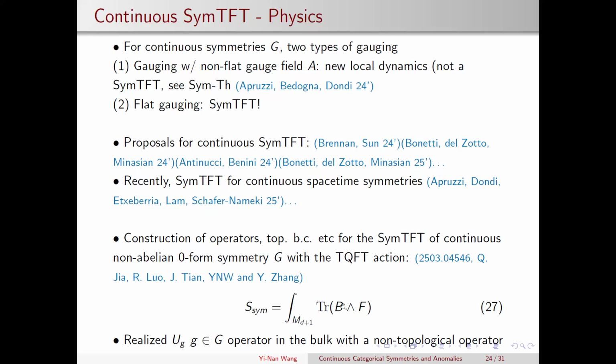The central thing in our work is that we realized a UG operator labeled by a group element for a non-abelian continuous group G in the bulk. This is a very non-standard thing. We have to use a non-topological operator to really realize something that generates the non-abelian group, not a continuous class. It's a group element here, which would generate the UG operator in the boundary after assigning appropriate boundary conditions.